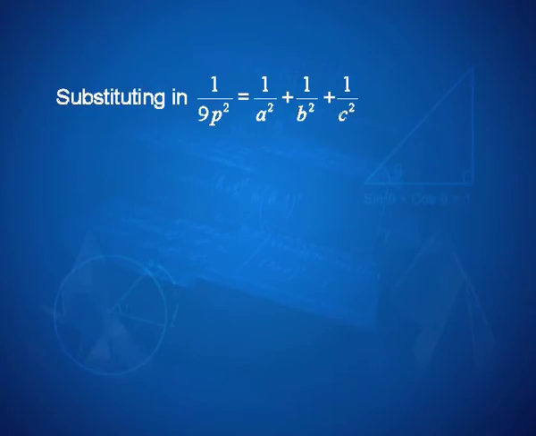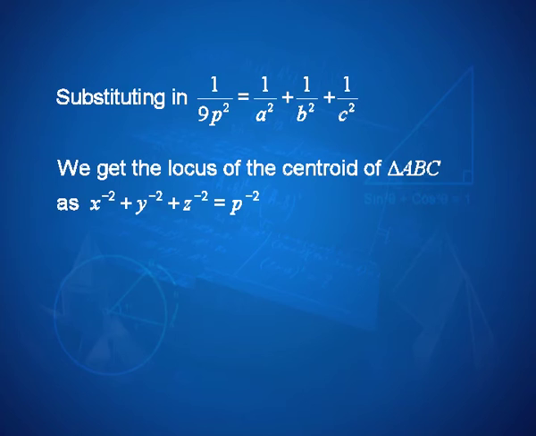So, if I know the values of a, b and c as 3x, 3y, 3z and I am interested in finding the locus of the centroid, that is a condition on x, y and z. So, what I can simply do is substitute the values of a, b and c in the condition 1 by 9p squared equal to 1 by a squared plus 1 by b squared plus 1 by c squared. If you replace a, b and c with 3x, 3y and 3z respectively, you get the required condition, that is the locus of the centroid as x to the power minus 2 plus y to the power minus 2 plus z to the power minus 2 equal to p to the power minus 2.